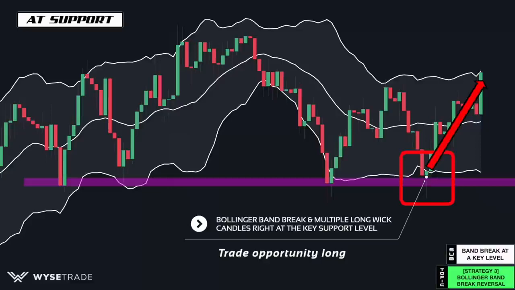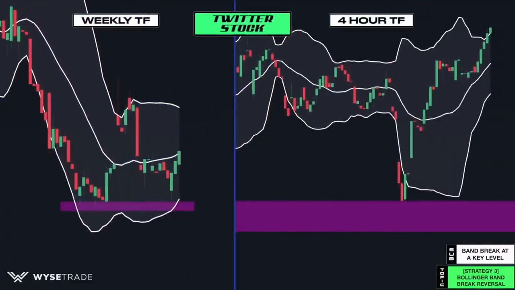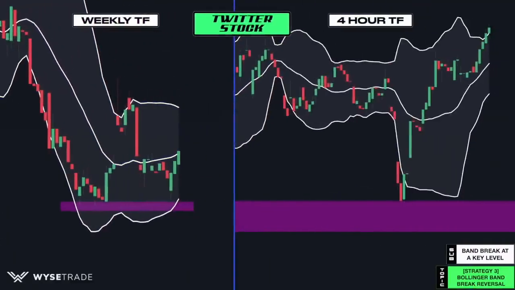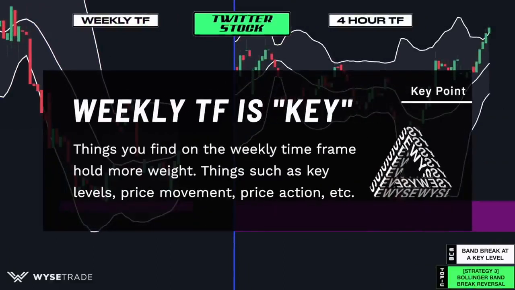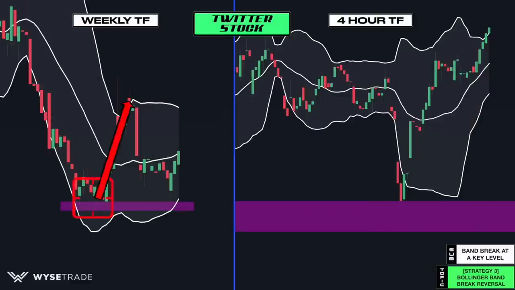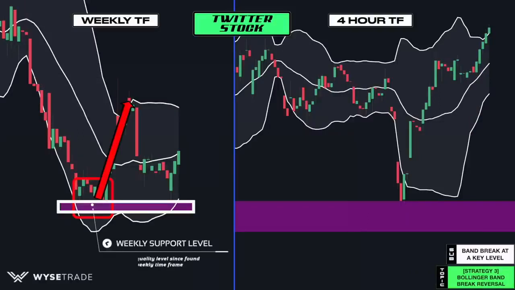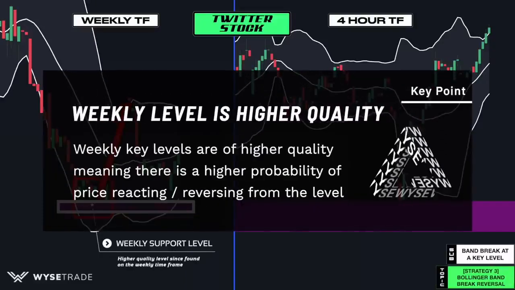Now, here's a trade setup that occurred on the Twitter stock. On the left is the weekly time frame. And as you should know by now, things you find on the weekly hold more weight. This reversal point here gives you your key weekly support level. And since this level is found on the weekly time frame, it is a very key level, which means there's a higher probability that price will react to it once it gets here.